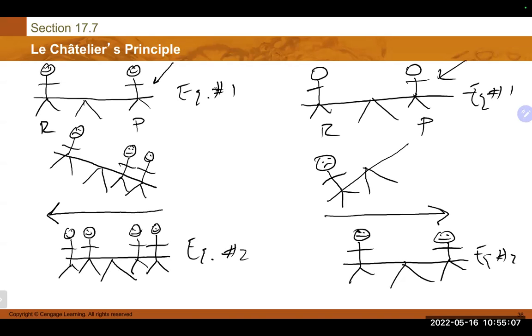Any questions on that? Clearly, the take-home message is do not sit on the left-hand side, right? Just not a good side to sit on.